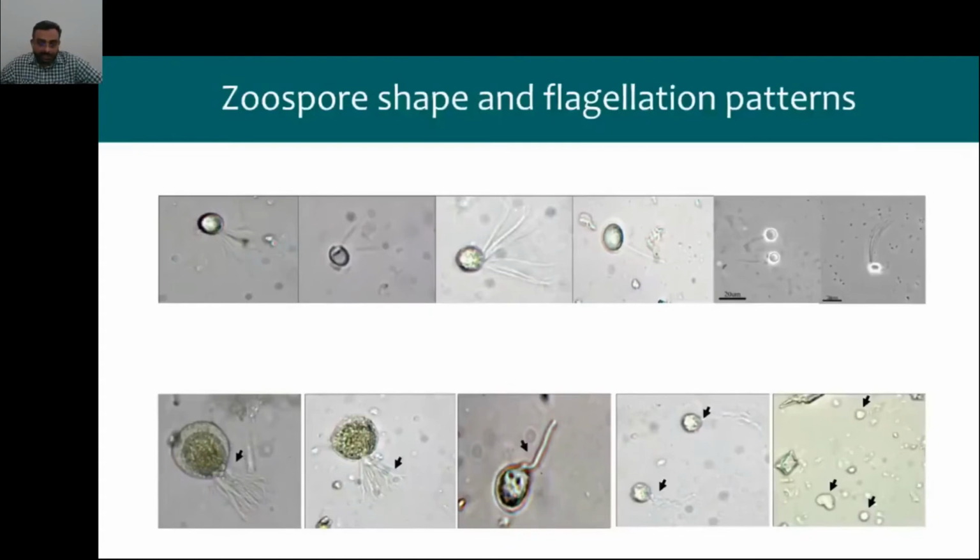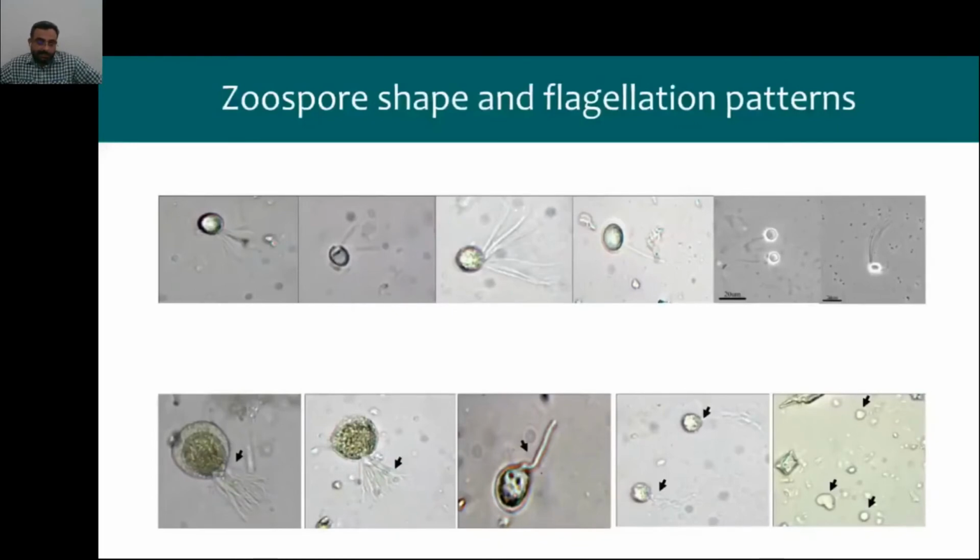So herein I have shown different zoospore flagellation. If the zoospores are present, it's very simple to identify whether they are polyflagellate, biflagellate, or uniflagellate. However, the shape and size of these zoospores also vary even within the same strain. Many times there are also structures which resemble a zoospore, but are not.